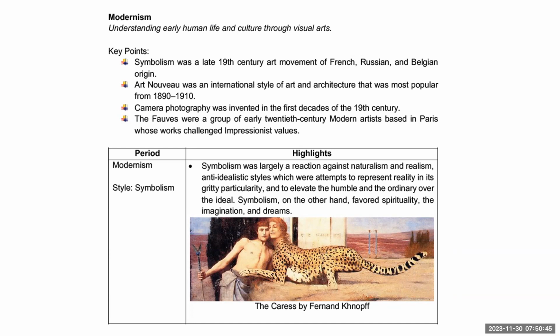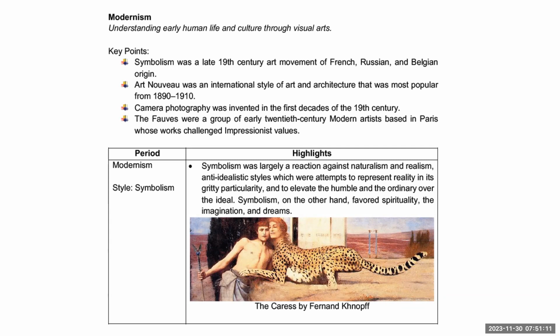Art Nouveau was an international style of art and architecture that was most popular from 1890 to 1910. Camera photography was invented in the first decades of the 19th century, and the Fauves were a group of early 20th century modern artists based in Paris whose works challenged Impressionist values. So in modernism, there are also different styles.